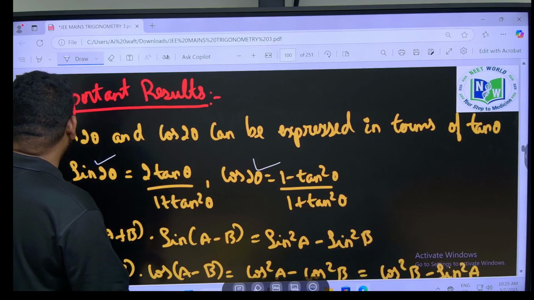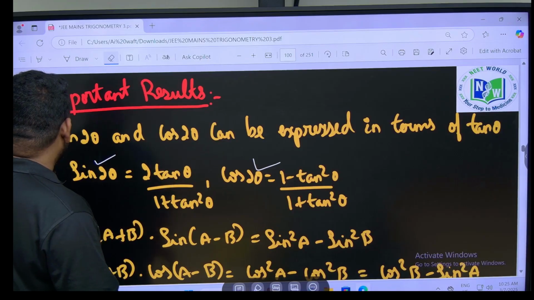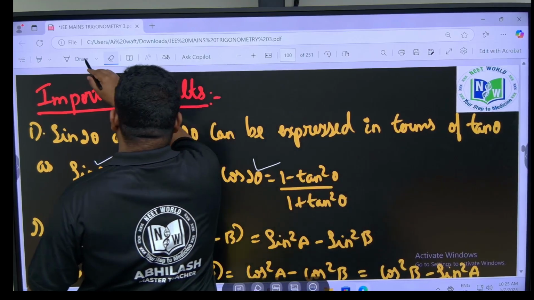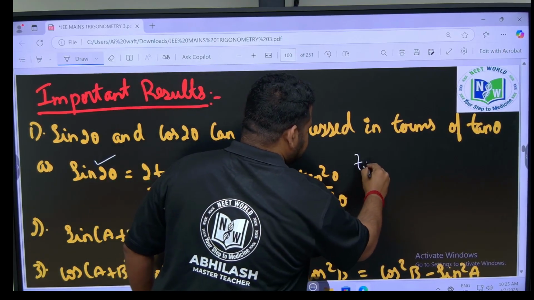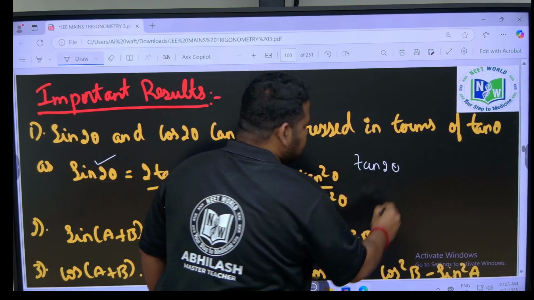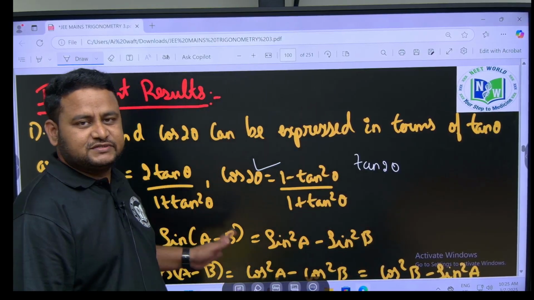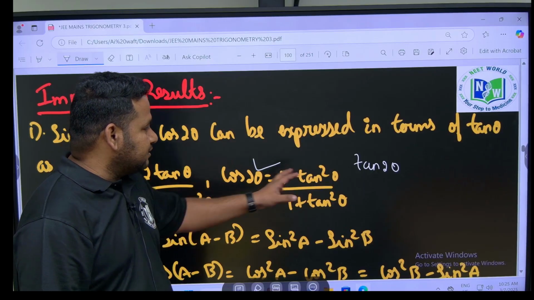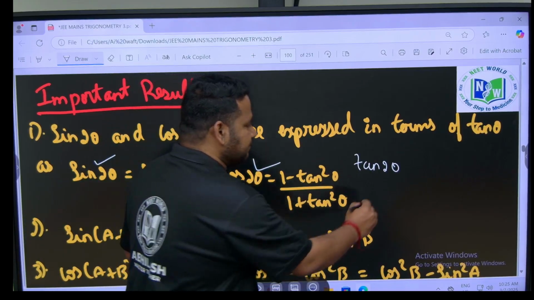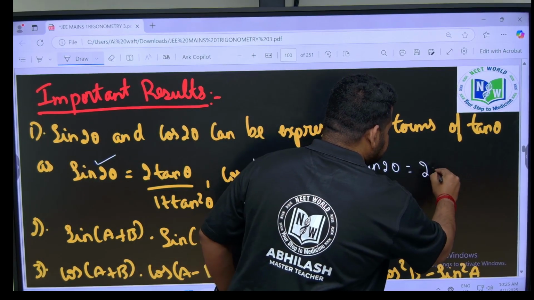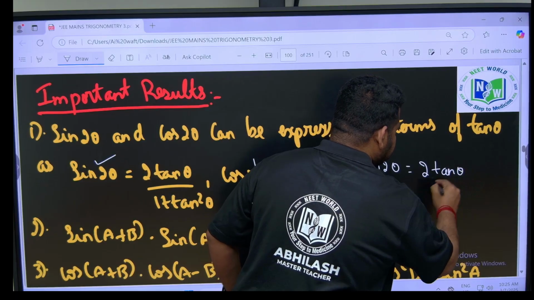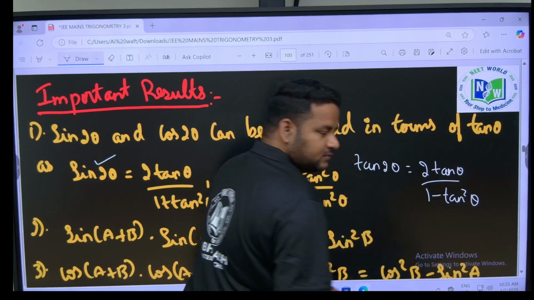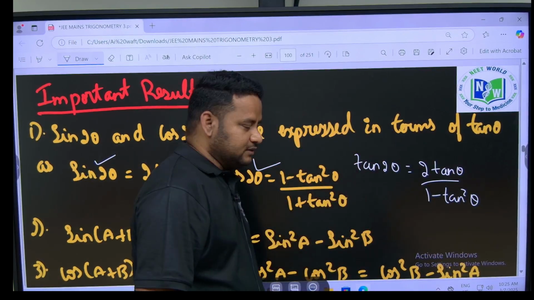So here let me write down the formula for tan 2theta. I hope you remember the formula for tan 2theta, friends. Don't get confused with sin 2theta. Sin 2theta is 2 tan theta by 1 plus tan square theta. Tan 2theta is 2 tan theta by 1 minus tan square theta. Got it, friends? This is the formula for tan 2theta, right?